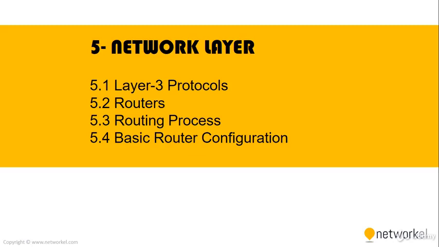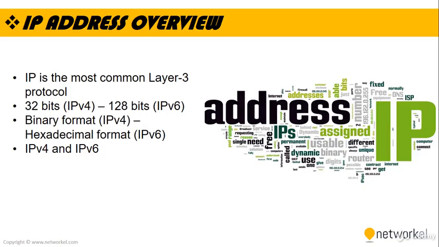In our next section, we are going to talk about the network layer. First, we'll take a look at layer 3 protocols, then routers, the routing process, and basic router configuration. An Internet Protocol address, IP address, is a numerical label assigned to each device connected to a computer network that uses the Internet Protocol for communication.